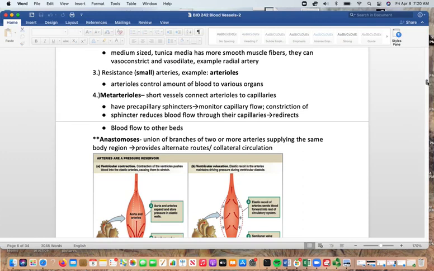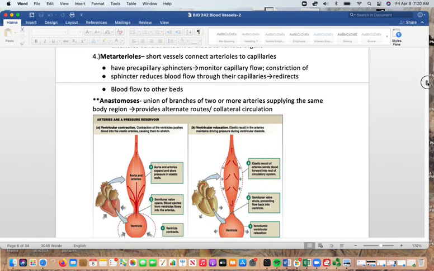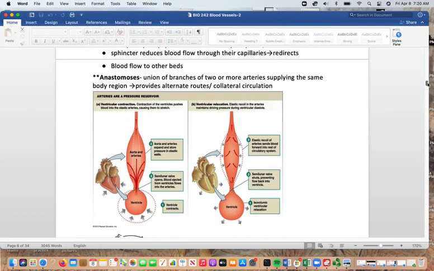Meta-arterioles are short vessels that will connect the arterioles to the capillaries. They have precapillary sphincters in there that are going to help to monitor capillary blood flow. If you constrict the sphincter, it's going to reduce blood flow through those capillaries, helping to redirect the blood flow to other places in the body where it's needed. Anastomoses are where branches of 2 or more arteries supplying the same tissue connect. It provides an alternate route, or a collateral circulation.